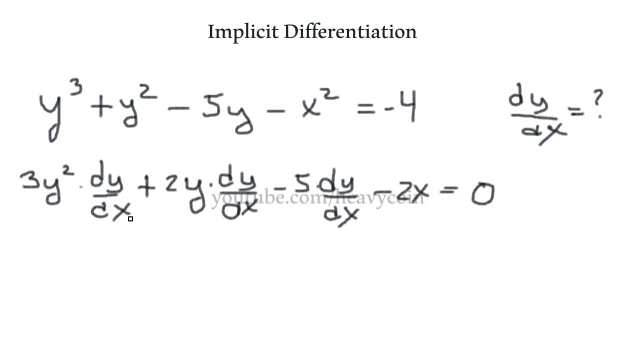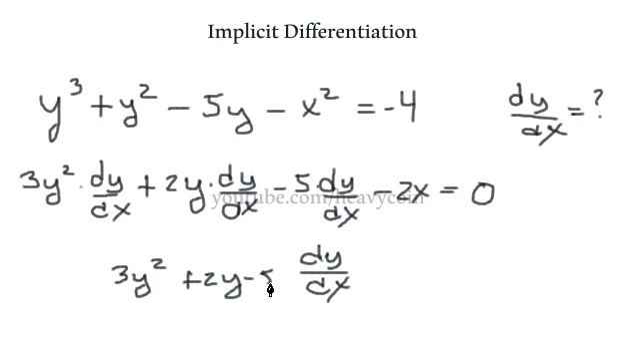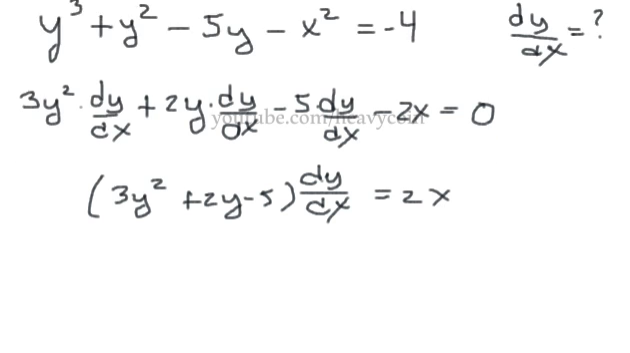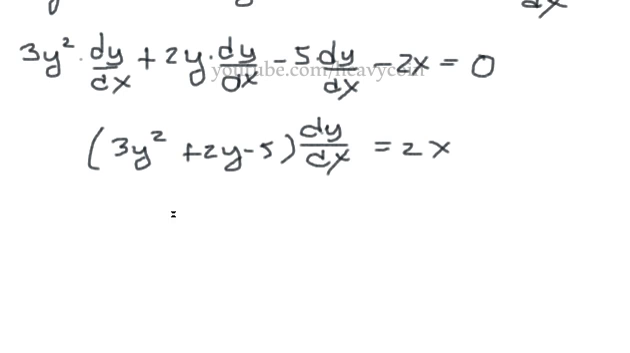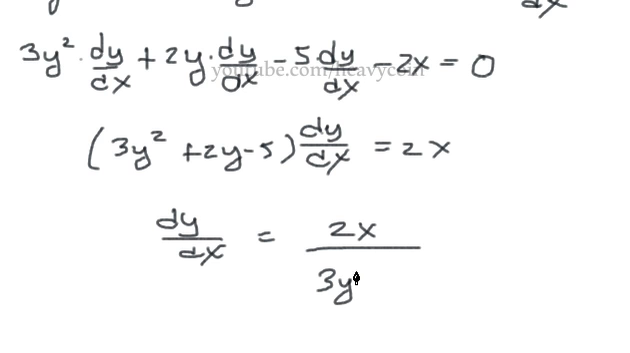So now what we want to do here is factor this dy dx out. Okay, and we're going to be left with 3y squared plus 2y minus 5. And I'm going to go ahead and take this 2x to the other side. And then, of course, you're going to just take this diagonally down, and so we'd be left with dy over dx is equal to 2x over 3y squared plus 2y minus 5.